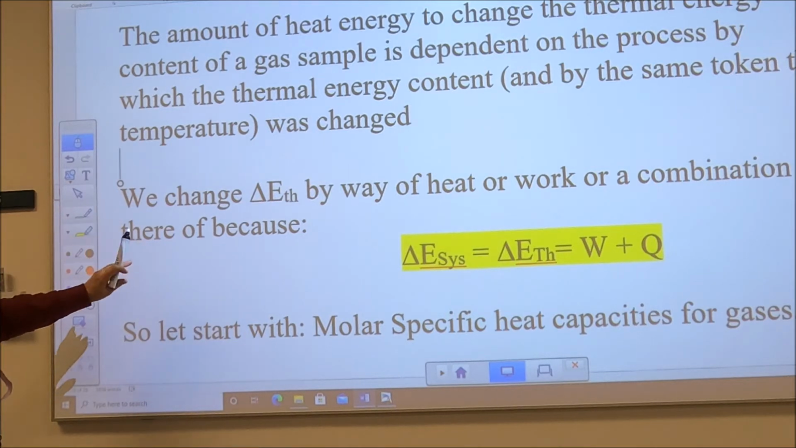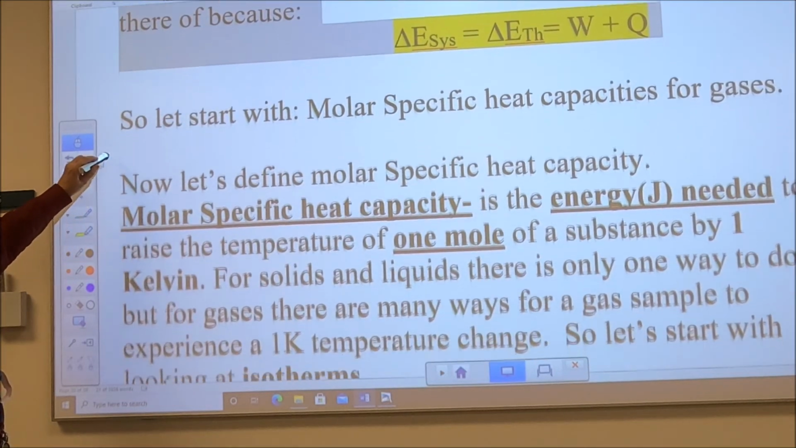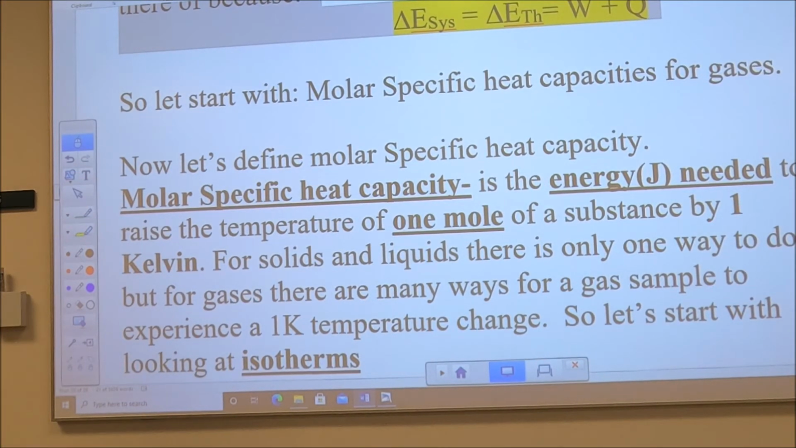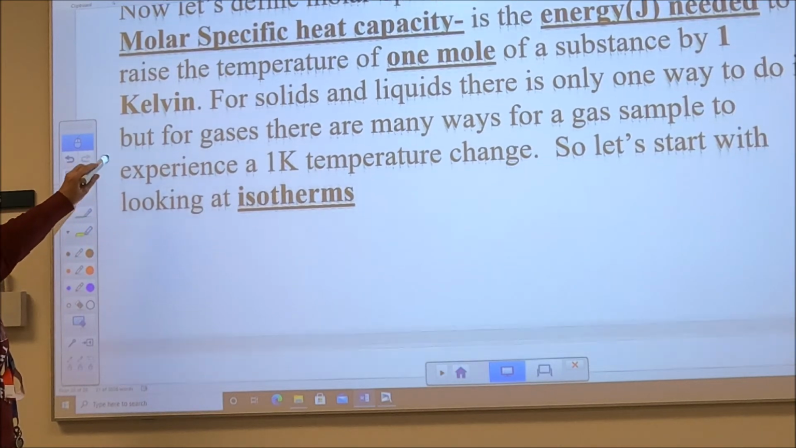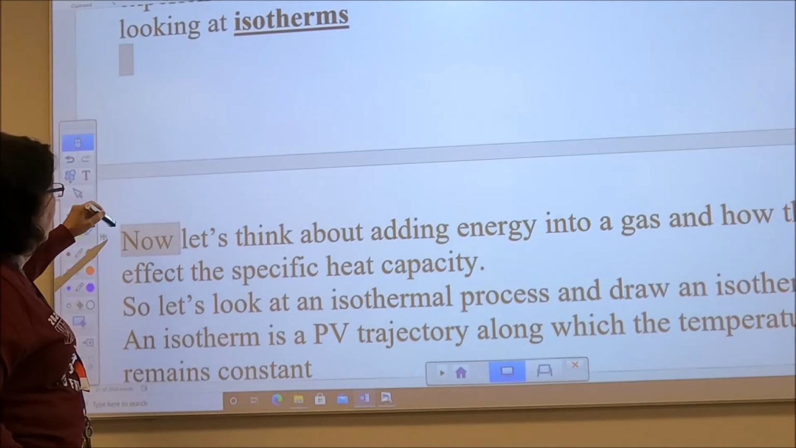Now remember that since we're not doing any macro scale changes to our system, any change in energy of our system is going to be a change in thermal energy of our system, which is equal to work plus heat. And that's where we're going to run into molar specific heat capacity. It's the energy needed to raise the temperature of 1 mole of a substance by 1 Kelvin. For solids and liquids, we really only talk about one way to do that. For gas, there are multiples. Okay, so let's start by looking at isotherms for a minute.